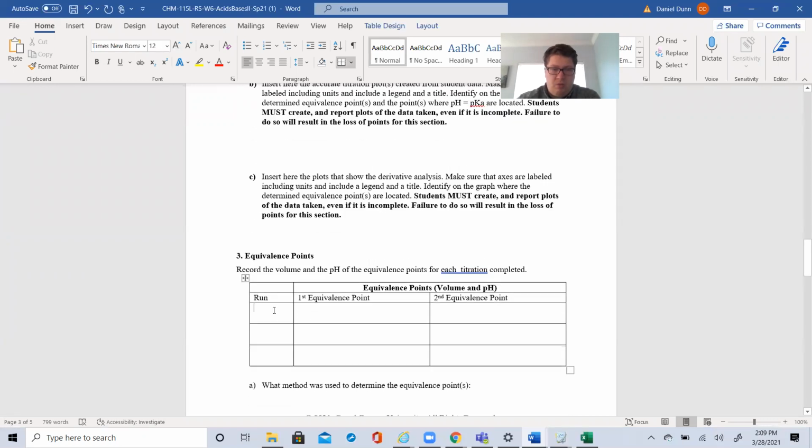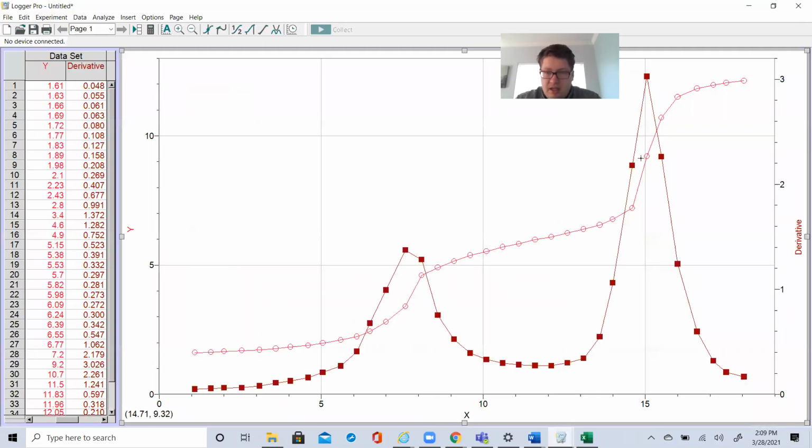Then we did 2 runs in my class. If you're using another person's data, you might have 3 runs. The equivalence point is going to be your pKa value. So, for example, like I said, right here would be the equivalence point, which has a volume of 15.03 and a pH of 9.21. That 9.21 is going to be the pKa, which is also just the pH.